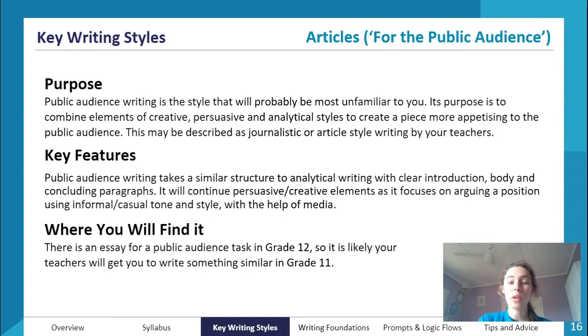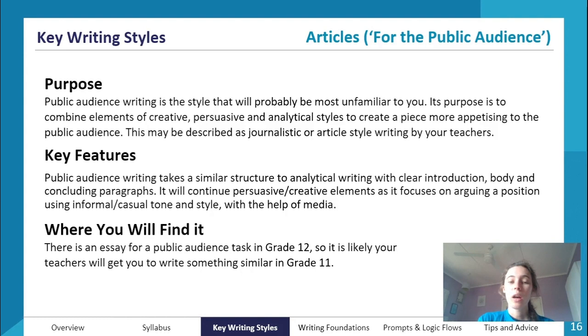And it will have the persuasive and creative elements, arguing that kind of position. However, it uses more of an informal or casual tone. And you also have media as well, media being pictures or videos or things like that to make it more like a news story or a blog that you would see online.